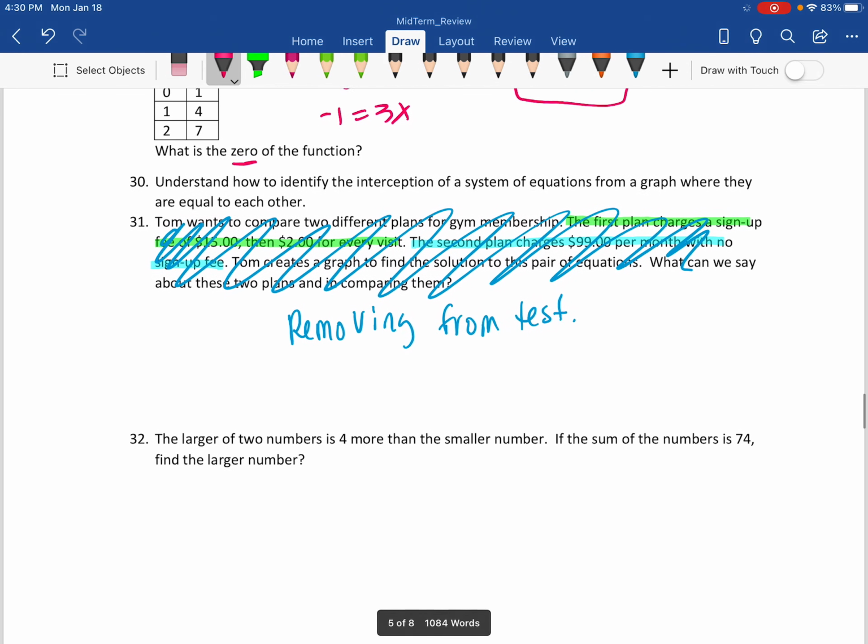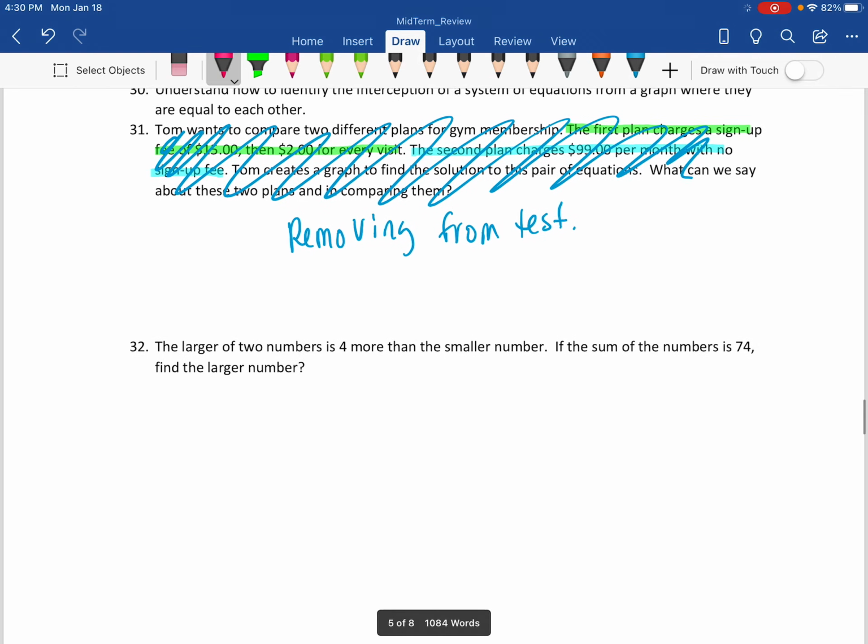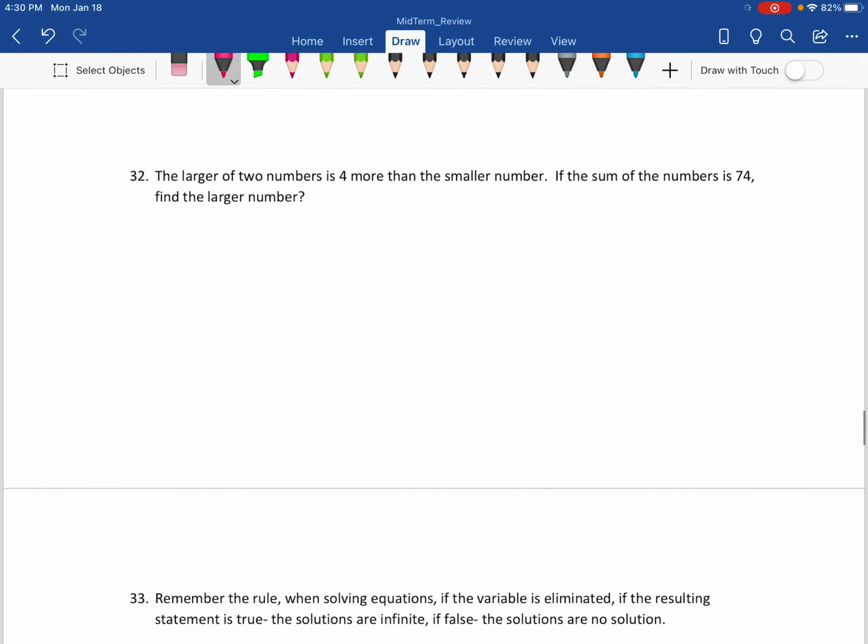Okay. Number 30, identify the intercept of a system of equations from a graph where they equal each other. So where their intersection is. I'm removing 31 from the test.